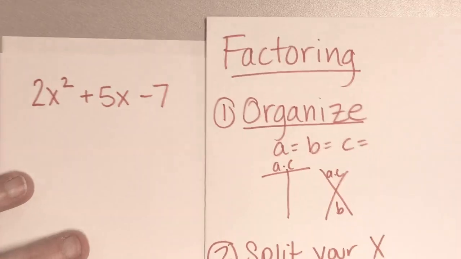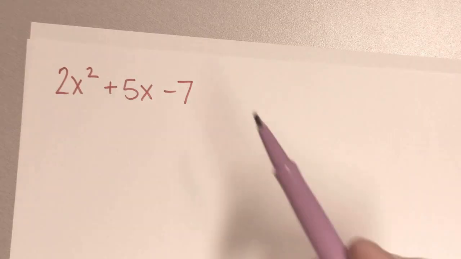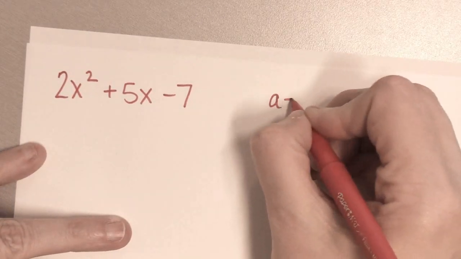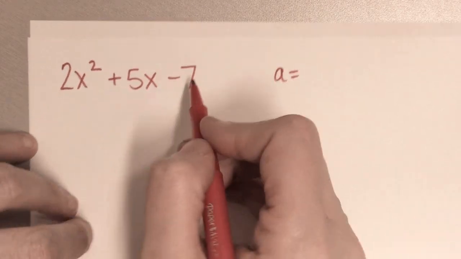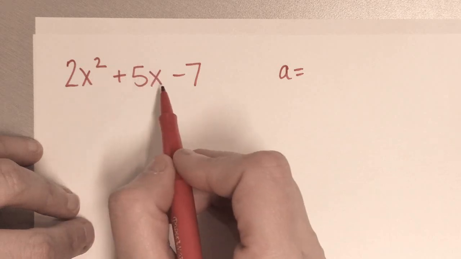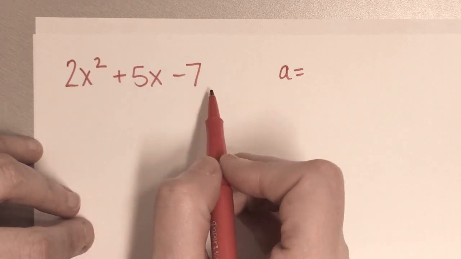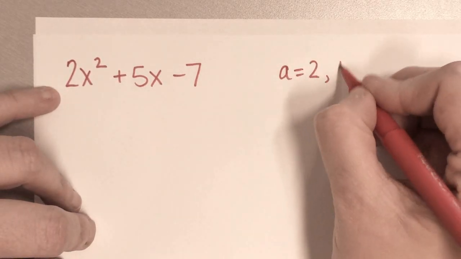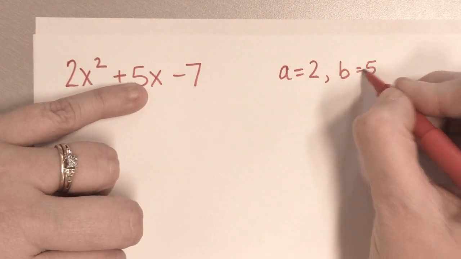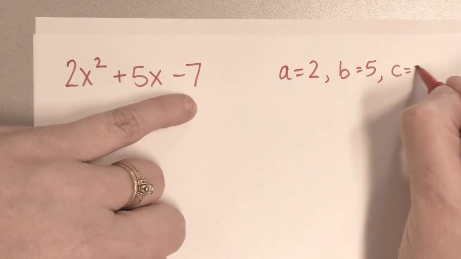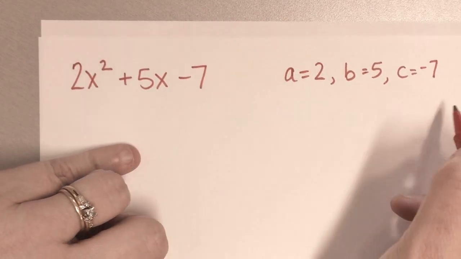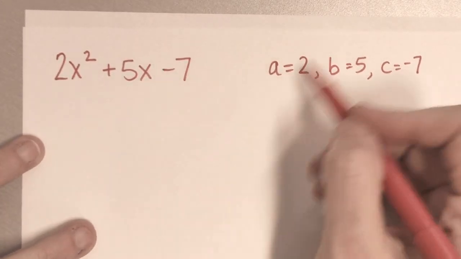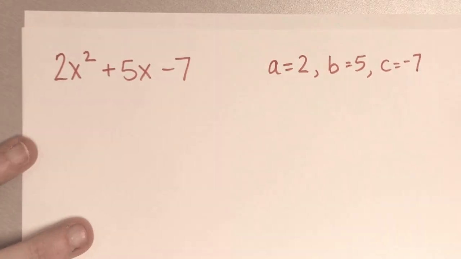All right. So again, first thing, I organize. So I'm going to find my A, my B, and my C. This is in standard form: highest exponent, second highest, last. So I can literally just look at the numbers. A is 2, B is 5, C is negative 7. Notice that's a negative sign, so it's a negative C value. Okay? Remember, it's not 2x squared, it's 2. It's just the number. All right?